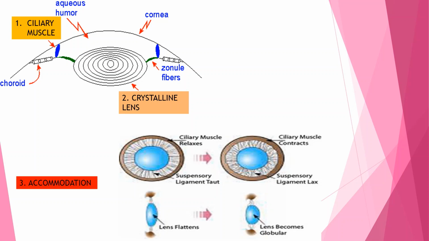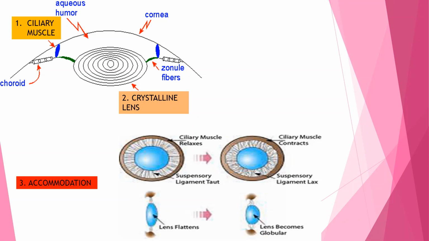Next one is the crystalline lens. The sole function of the crystalline lens is to focus light on the retina. It has 3 layers: an elastic capsule, that is the anterior and posterior capsule, the cortex and the nucleus. The elasticity of the lens capsule allows the lens to change shape for accommodation.